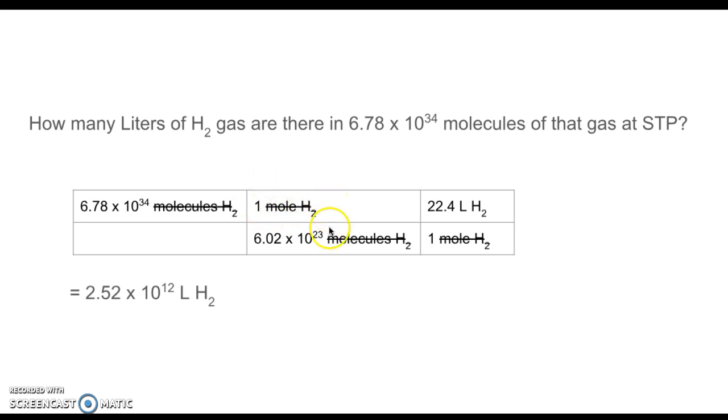If I were to stop right here, I'd have moles. But I want to keep going because I want to get liters. So then I take my conversion that we just talked about. Liters will be on top. Moles will be on the bottom because we want moles to cancel. And I get 22.4 liters there. Multiply these two numbers. Then divide by this number, and you should get 2.52 times 10 to the 12th liters of hydrogen gas. That's a lot of gas.